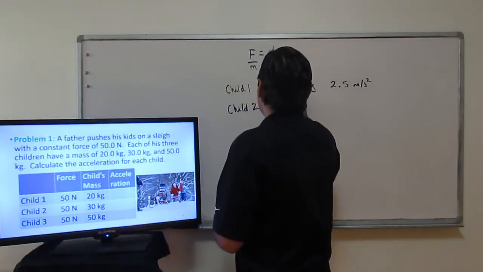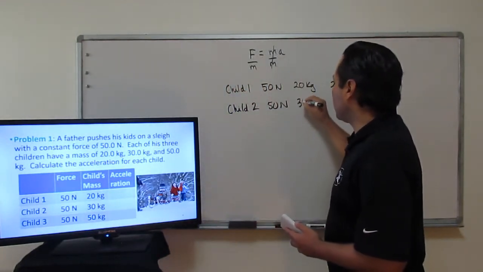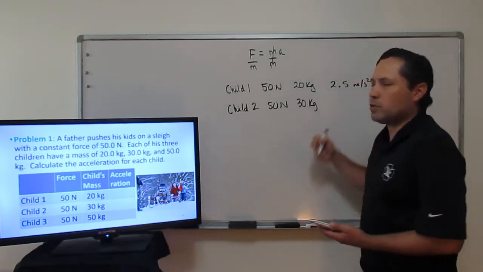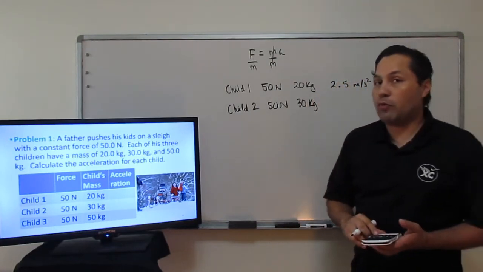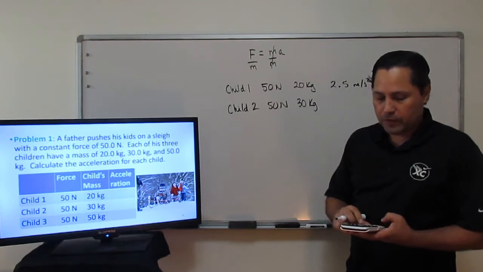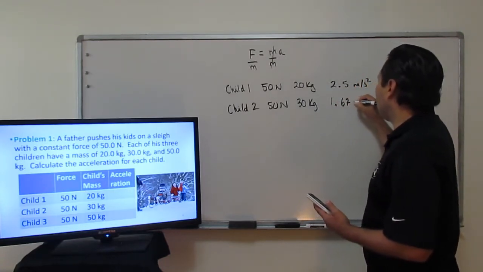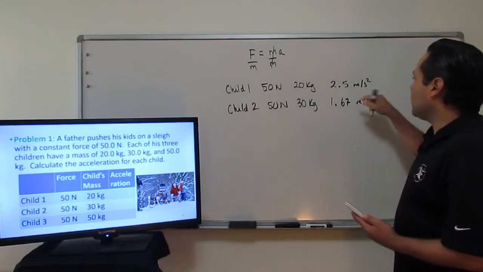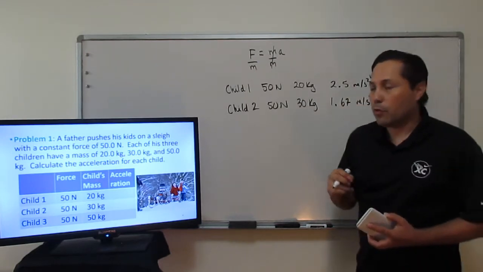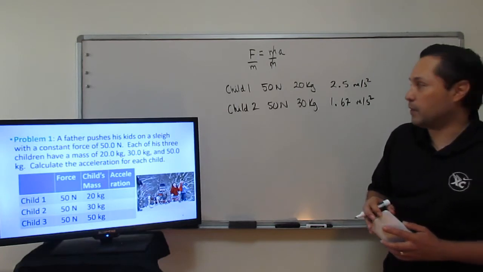Next, for our second child, we're going to do the same procedure. It is 50 newtons, but this child is heavier. So what happens to the acceleration? If the father is still providing the same amount of force, it's going to be 50 divided by 30. We're going to round it up to 1.67 meters per second squared. So it went down.